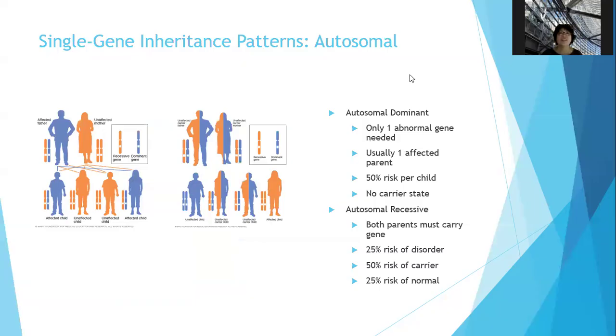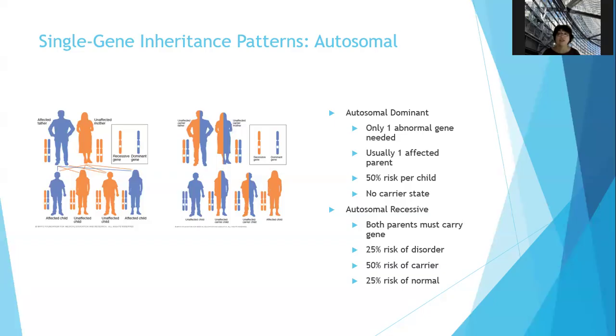So there are single gene inheritance patterns, and we talk about them as being either autosomal or X-linked. So autosomal, it's one of the 22 autosomes, which are not the sex chromosomes. And if it's a dominant gene, an autosomal dominant disorder, you only need one abnormal gene. And usually one affected parent provides one abnormal gene. And so there's a 50-50 risk that the child is going to have the disorder every time this couple with the one affected parent has a child. There's no carrier state. If you have the gene, you have the disease.